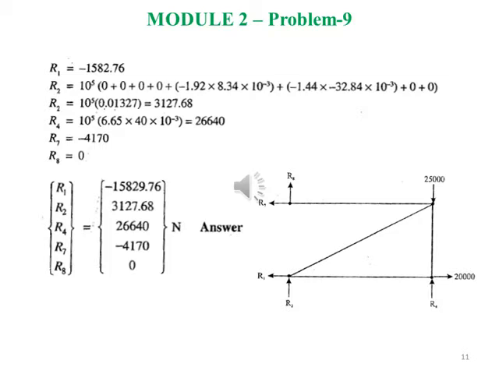So from the diagram we can write down the reaction forces wherever they are acting. R1 will be acting, R2, R3 is 0, R4 will be acting, R7 and R8 will be acting, R5 and R6 are 0.